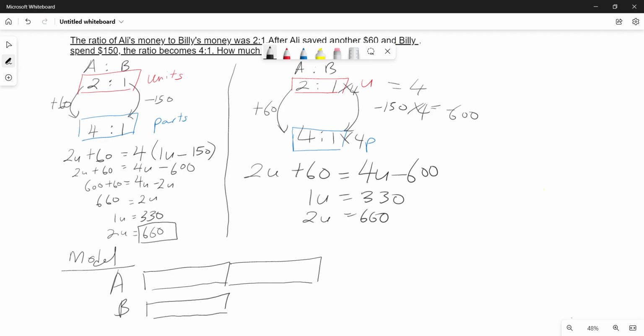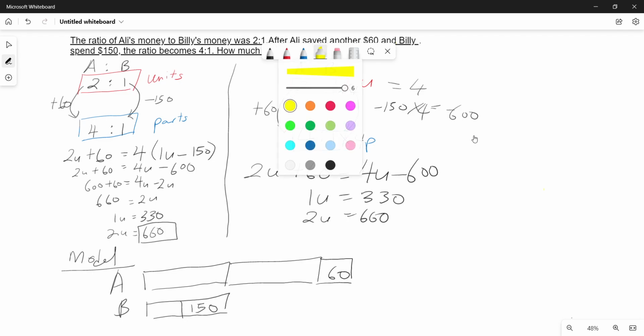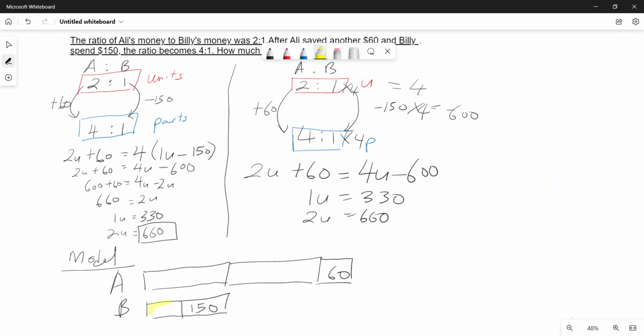And now what happened? Ali saved $60. That means I'm going to add $60 here. And then Billy spent 150. I'm going to cut away 150 from here. Okay, and now we more or less have the final ratio. What does it mean? Let me just color it so that it's very clear for everybody. I'm just going to color yellow. So see, this portion here, the yellow part, is actually new, the amount of money left at the end.